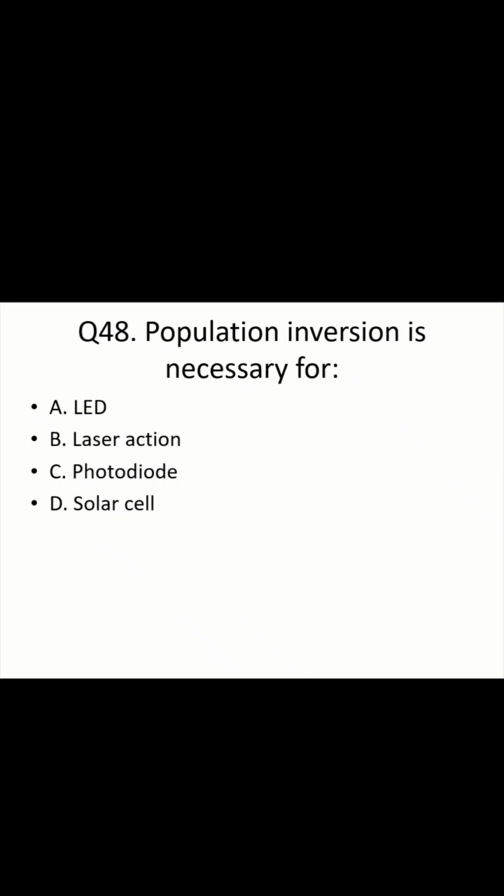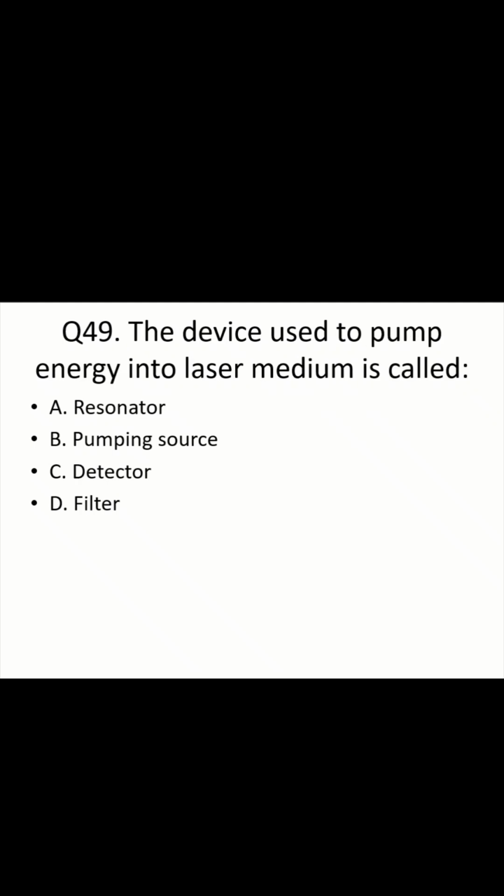Question number 48, population inversion is necessary for LED, laser action, photodiode, or solar cell. So the correct option is option number B, that is laser action. Question number 49 says the device used to pump energy into laser medium is called option A, resonator, option B, pumping source, option C, detector, or option D, filter. So correct option is option number B, that is pumping source.